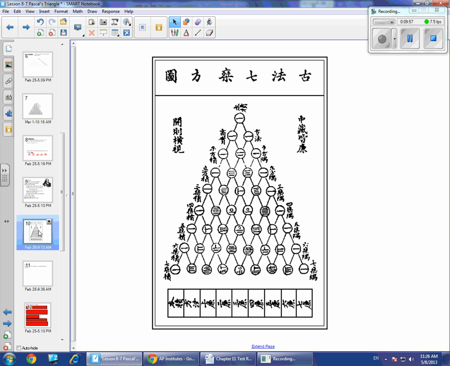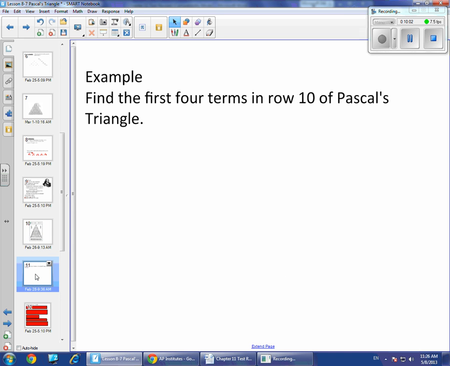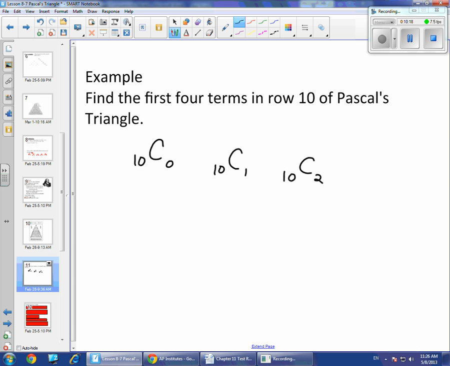So what kinds of things am I going to ask you to do with Pascal's triangle? One, you should be able to find terms of Pascal's triangle. So, for instance, here, find the first four terms of Pascal's triangle. Well, all you really need to do is use combinations. So, for instance, 10C0 would be the first term. 10C1 would be the second. 10C2 would be the third. 10C3 would be the fourth. And just do these combinations. So, for instance, 1, 10, 45, and 120. And you could just use your calculator to calculate those.